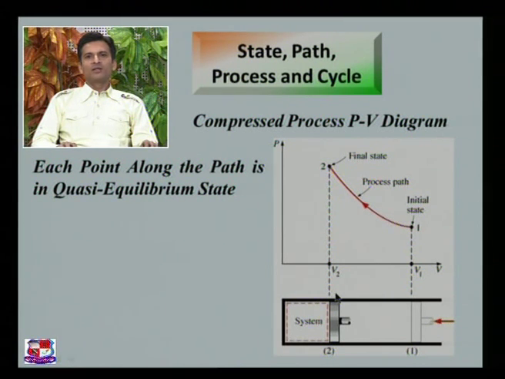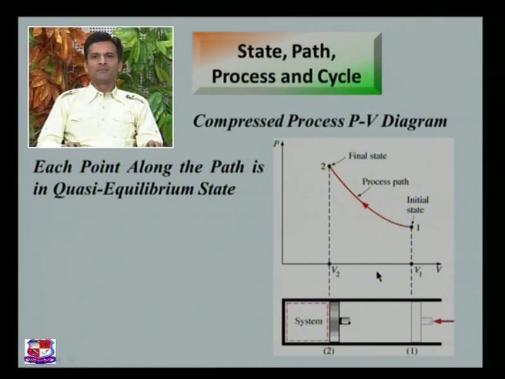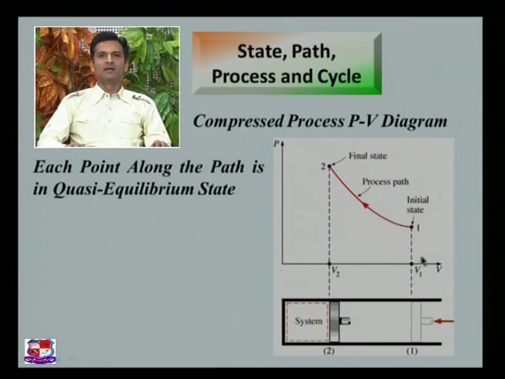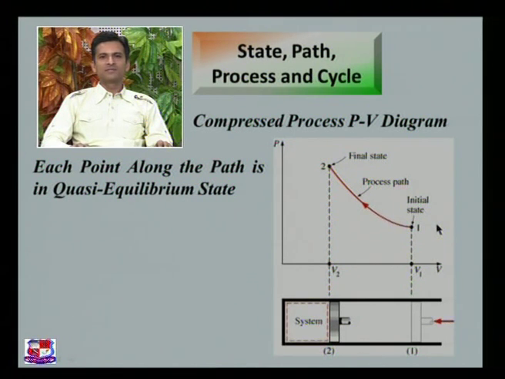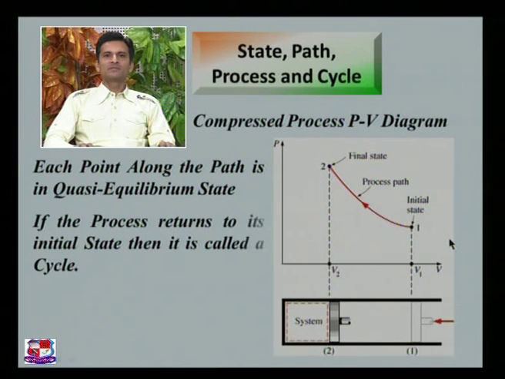Each point along the path is in a quasi-equilibrium state, that is an assumption, means at every point the thermal equilibrium is maintained, which is practically not possible but for consideration we can assume this equilibrium state.